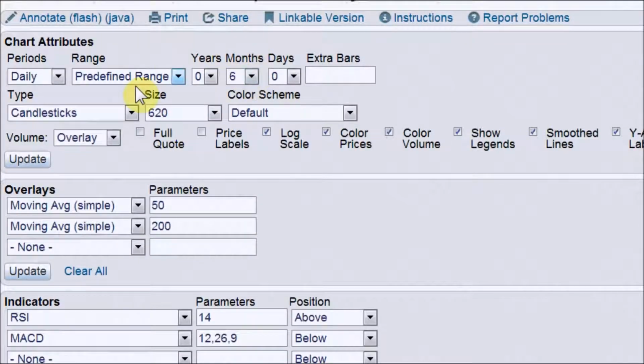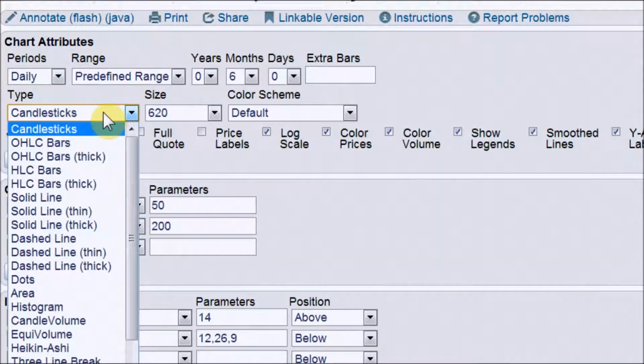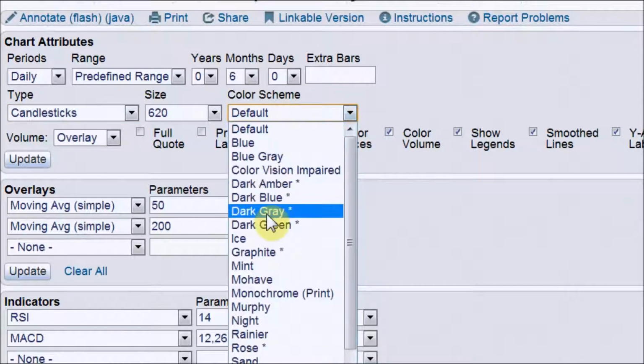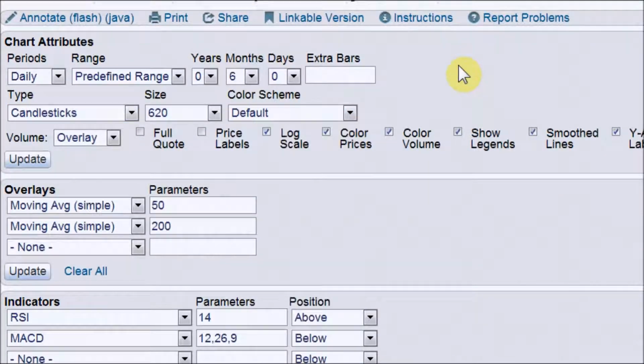Then that line is done. Candlestick charts, there are many others to choose from, but as I've mentioned, candlesticks are the best. The default size is 700. The default color is what we see here, but you have many other colors to choose from.